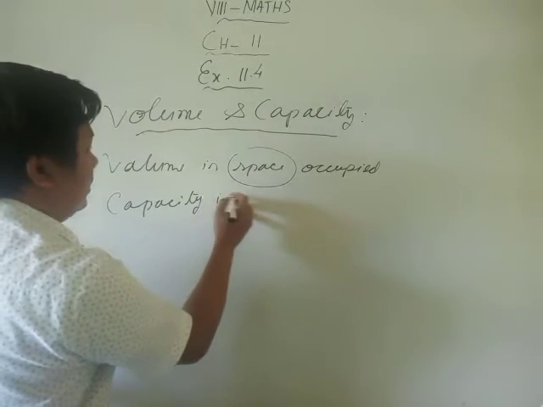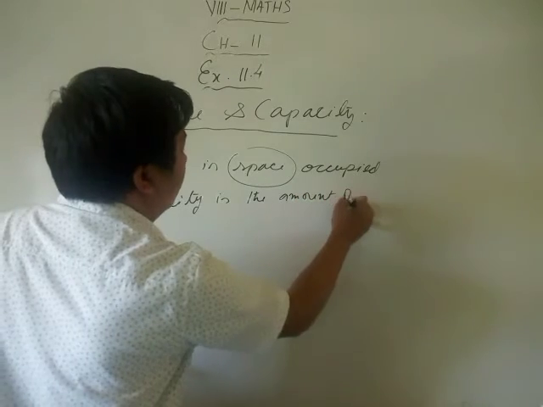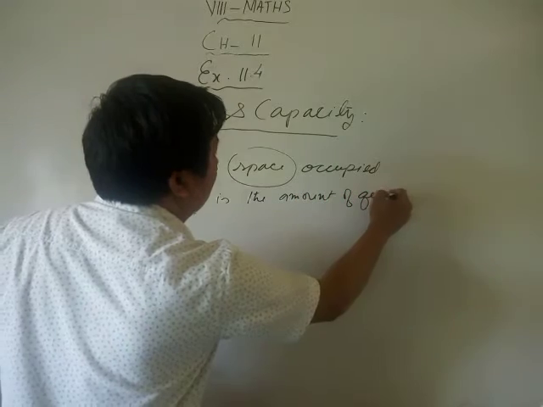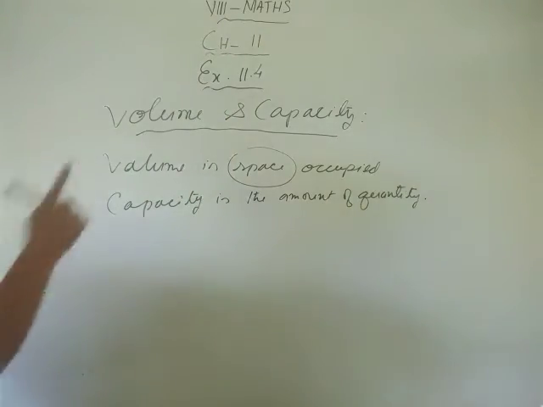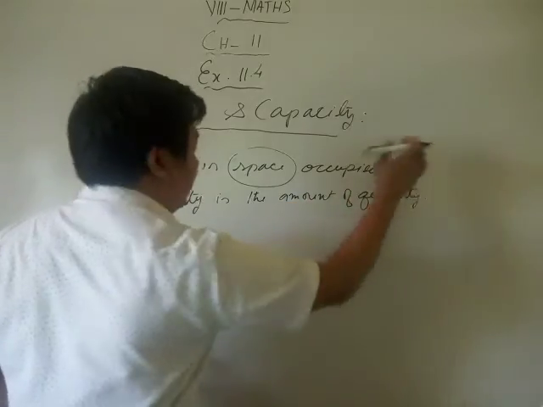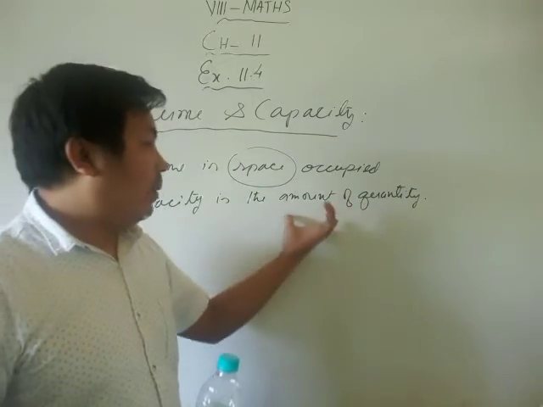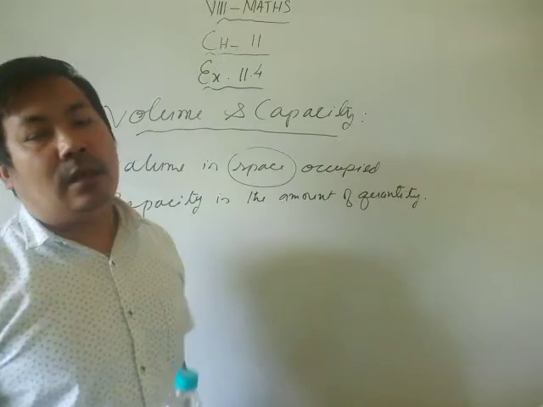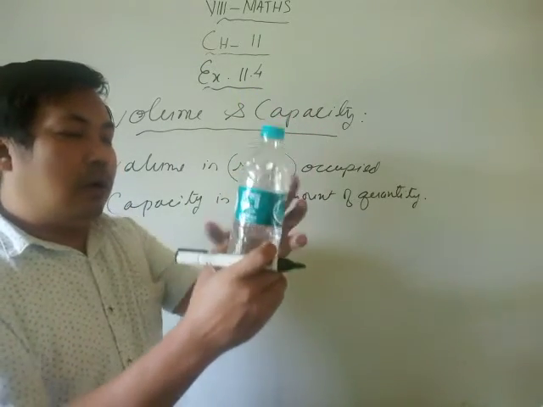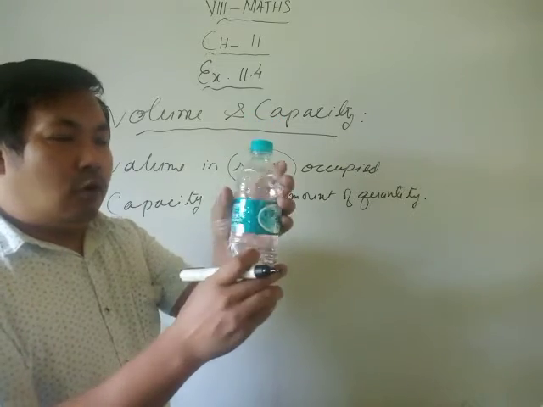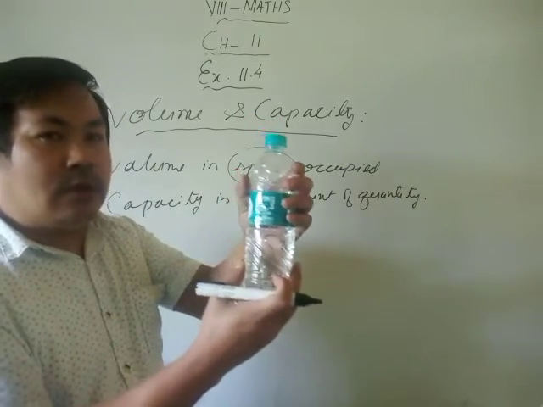Capacity is the amount of quantity that can be held by the object. Okay, clear? Now, how much water is its capacity? How tall, how flat, how big it is, and how much space it occupies. That space occupied by this bottle is called volume.